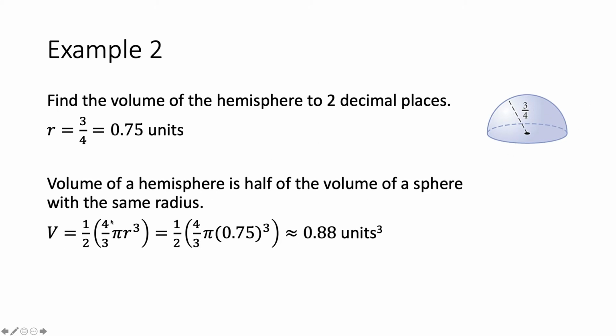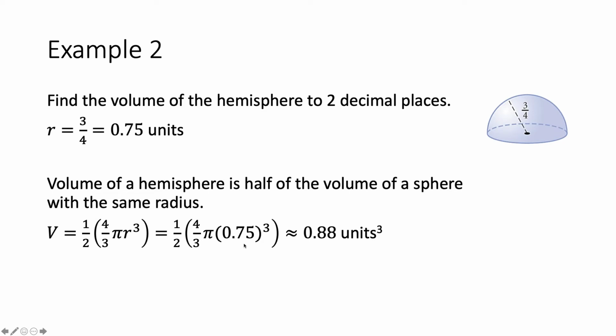So here's the formula for the volume of a sphere. I'm going to cut that in half to get the volume of the hemisphere. So you could just find your volume of a sphere with a radius of 0.75 and then divide by 2. Dividing by 2 is accomplishing the same thing as multiplying by 1/2.